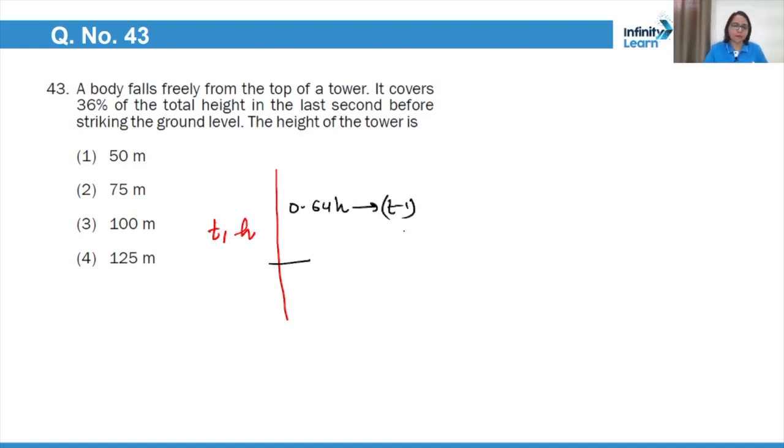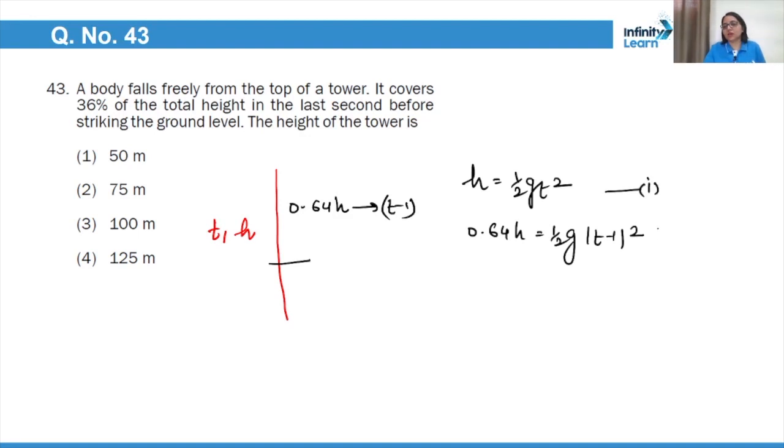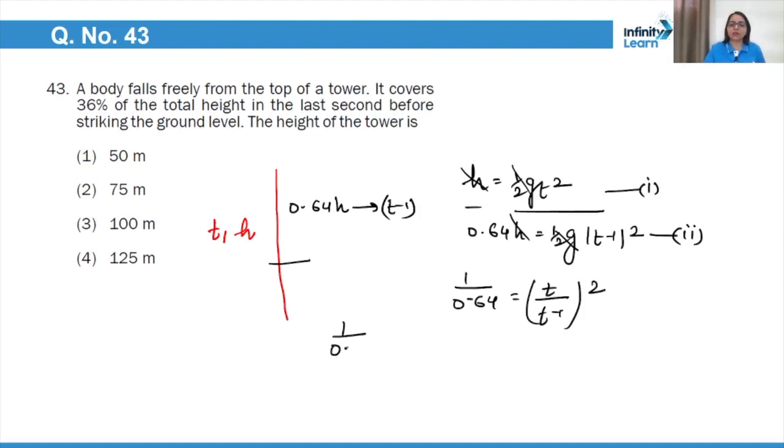t minus 1 second. So we can write equation h is equals to half gt square for the complete journey, and for 0.64 h we can write it as half g t minus 1 whole square. So this is equation 1, this is equation 2. Now let's divide these two equations. So you'll get this one. So we have 1 upon 0.64 is equals to t upon t minus 1 whole square. Take the square root. So this 1 upon 0.8 is equals to t upon t minus 1, or t minus 1 is 0.8t, which gives 0.2t is equals to 1, and t is 5 seconds.